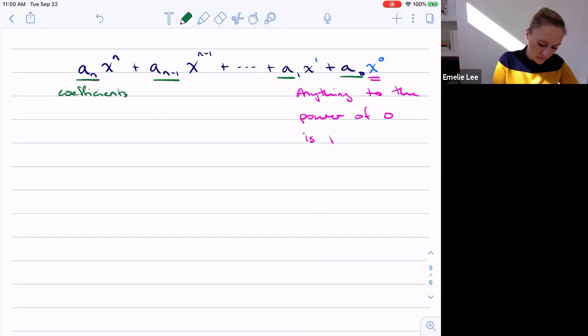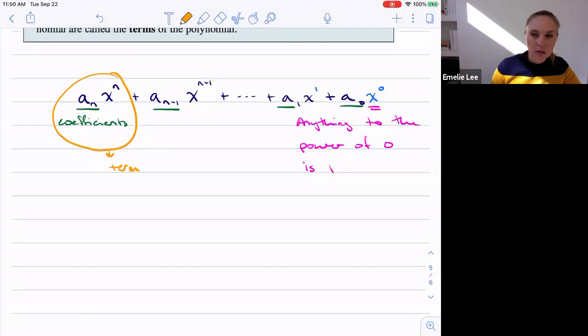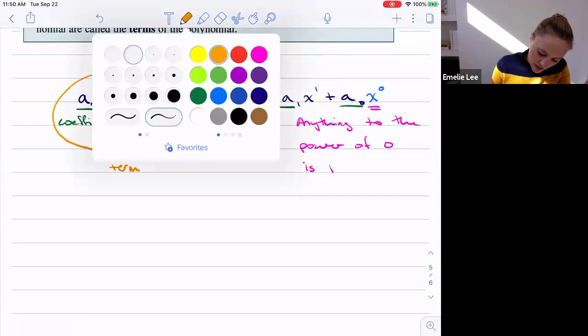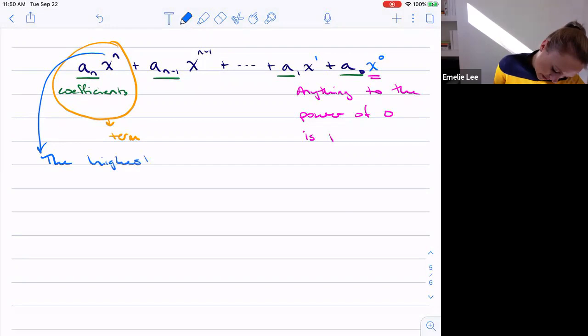Just some terminology. Each thing here is a term. So we call this a term. And we can have multiple terms being added together, and that makes a polynomial. And the highest power of x is the degree of the polynomial.